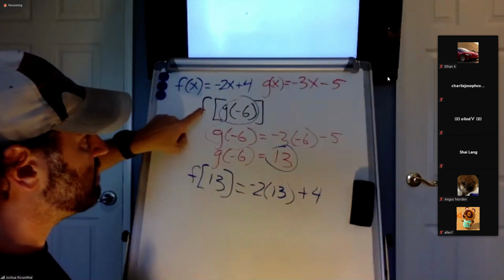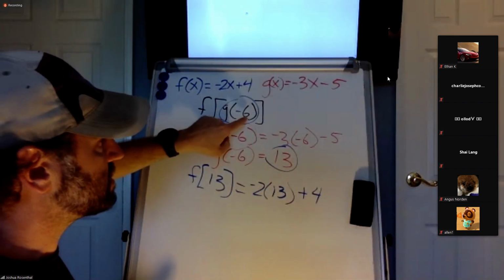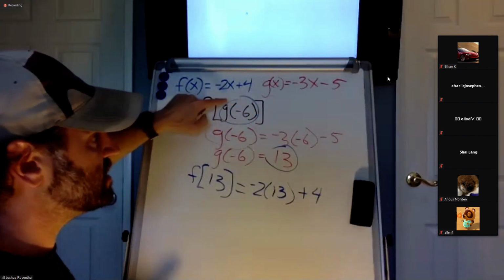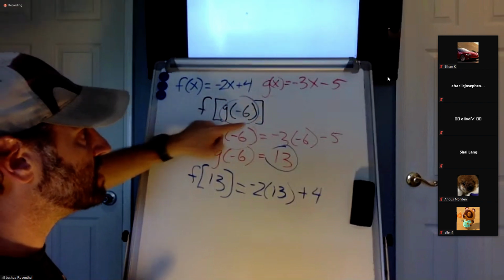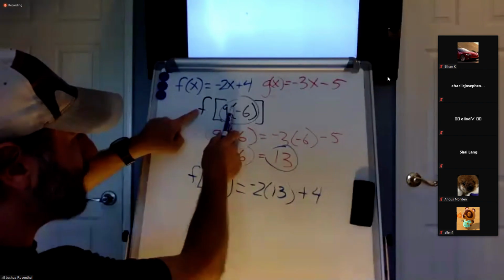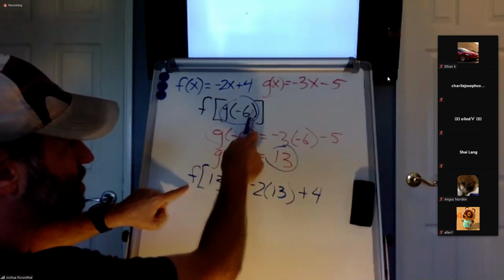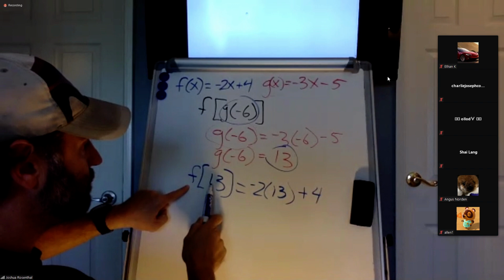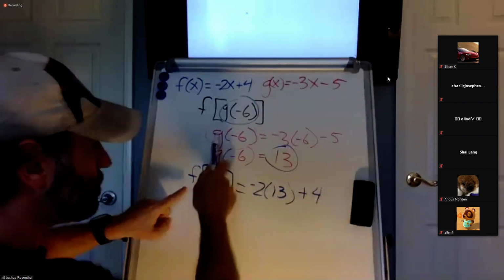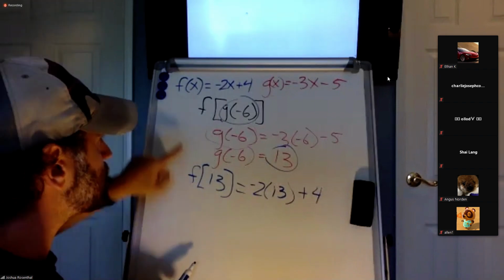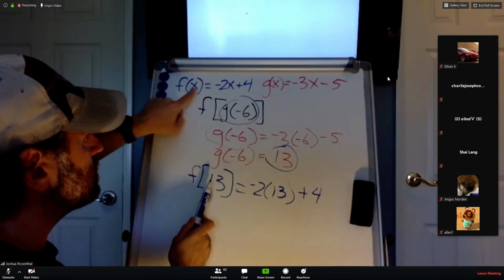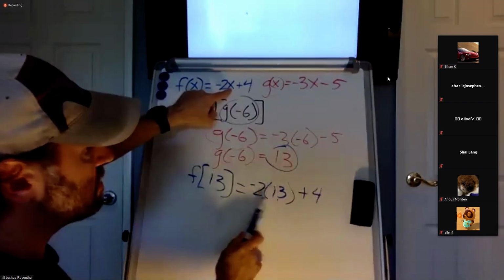The problem wants me to find what f of g of negative 6 is. We now know what the value of g of negative 6 is, so we no longer need to write it as g of negative 6. We can replace it with the 13. So notice the black becomes the blue because I now know what g of negative 6 is. Now we know what that means to do, just like we knew what it meant to do here. It means that we go to the f equation now, ignore this one, and instead of x, put in a 13. So you'll notice I substituted 13 right here.